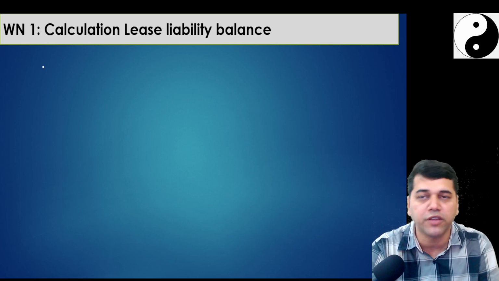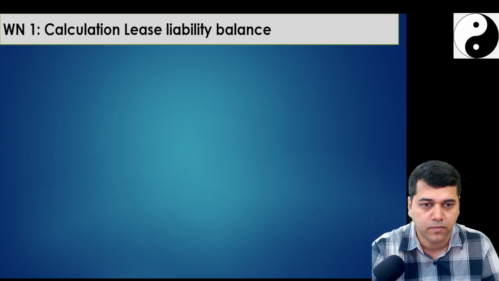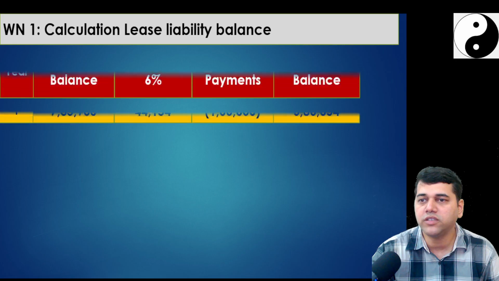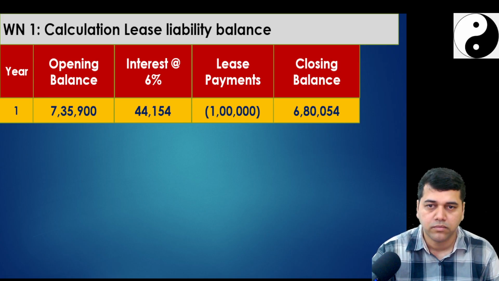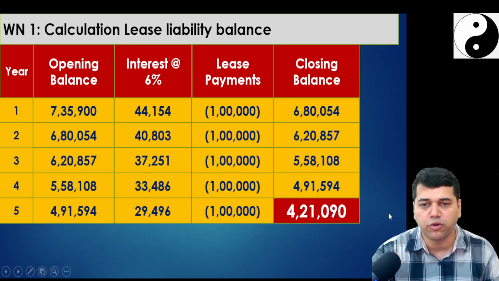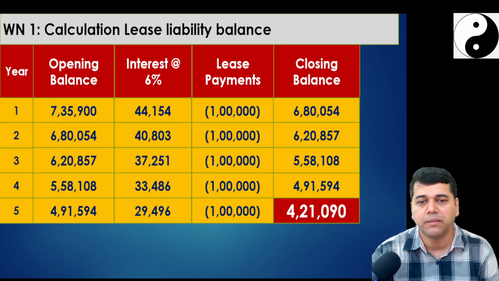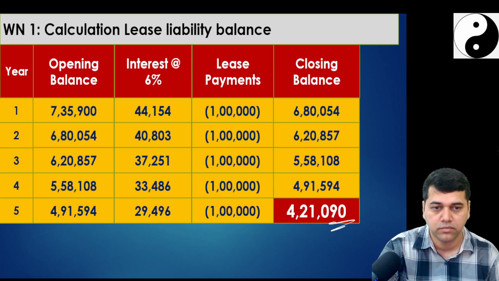On the date of modification, what is my lease balance? So I have got the opening balance 7,35,900. Interest will be at 6%. Lease payment 1 lakh. Closing balance 6,80,54. Like this, it will move on. Yes, students, you can pause the video and calculate this. The balance comes to 4,21,090. You can pause the video and complete this.